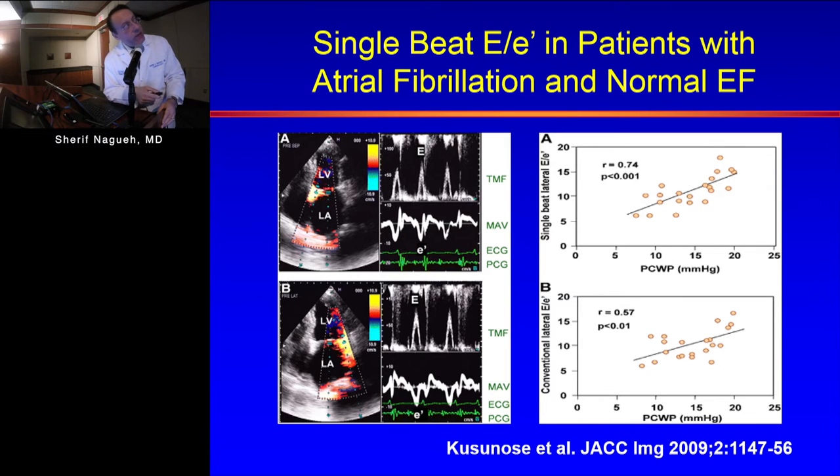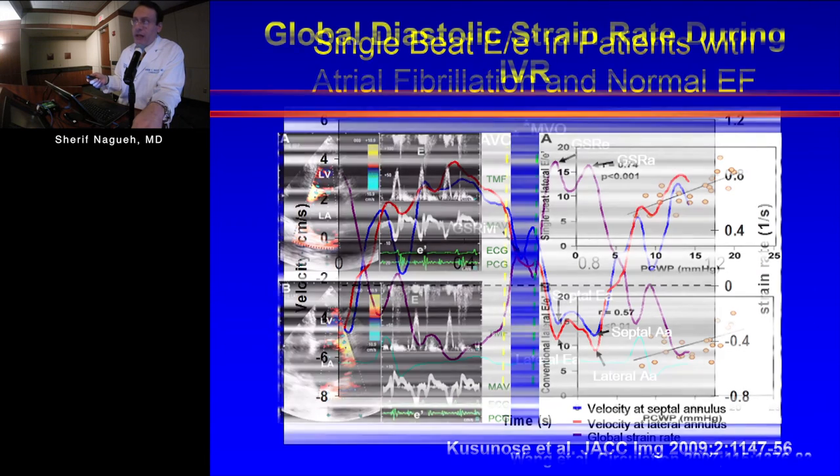When they did so, that is the single cycle method for acquiring both velocities, you see a good relation with wedge pressure. On the other hand, if they were to average multiple beats, so varying RR intervals for the mitral and for the annular velocities, you end up with, although a significant relation, yet a much lower correlation. So that method is useful. Also, that dual Doppler probe, as you can imagine, would allow you to measure the timing of delay of annular early diastolic velocity much easier than having to look at different cycles and try to match RR intervals, particularly in atrial fibrillation.